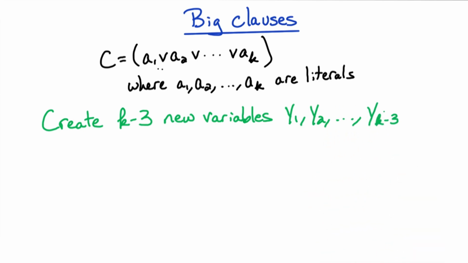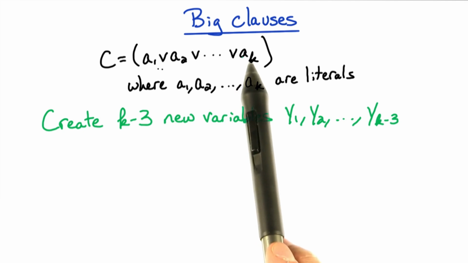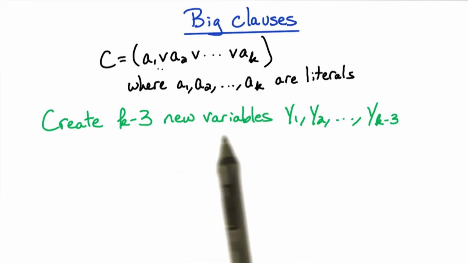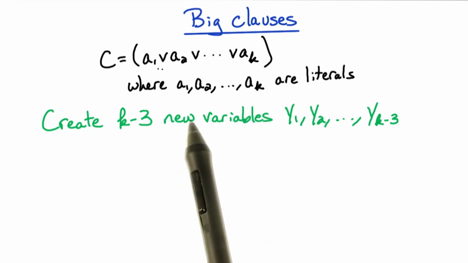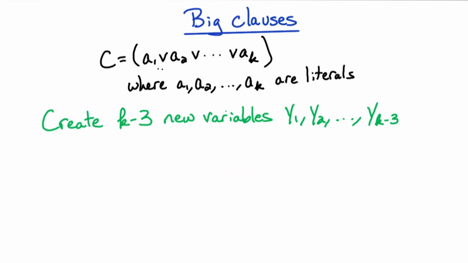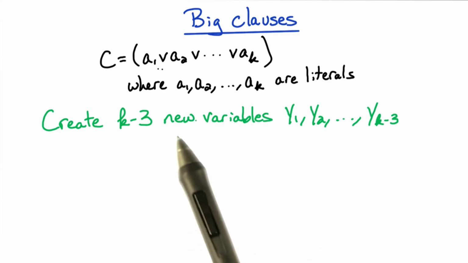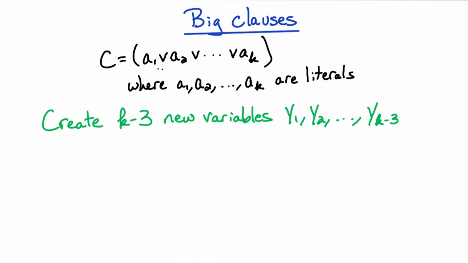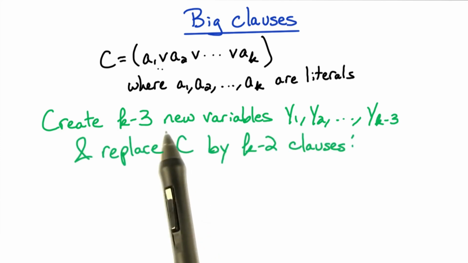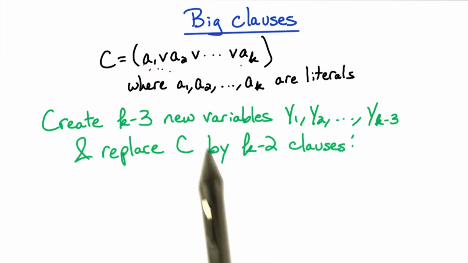Now it's important to note that every clause of size greater than 3 creates new variables. And these new variables are distinct for each clause. So for each clause, we might create order n new variables. There's m clauses, so we might have order n times m new variables in total. Now we're going to replace this original clause c by the following k minus 2 clauses.